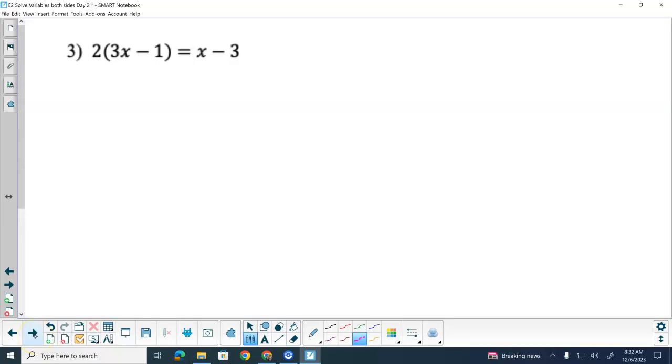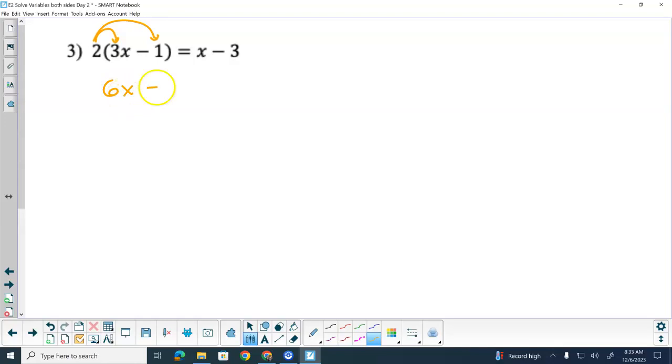Logan, what do we got to do first? We got to distribute first. Yes. We got to take this 2 and multiply it in there, and then multiply it in there. Okay? 2 times 3x. Logan, 2 times 3x. 6x. 2 times negative 1.